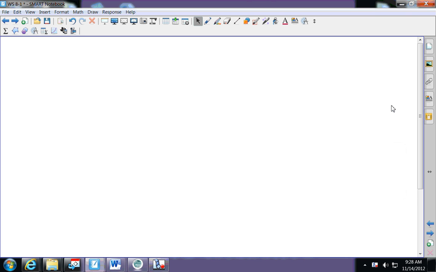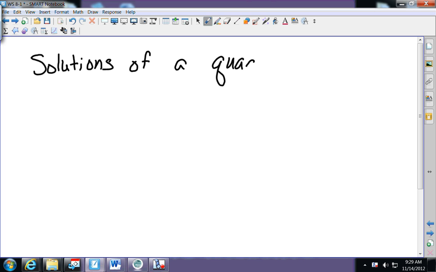Okay, this is going to go along with solving quadratic equations. What you've learned before is factoring and what to do by using the box and factoring. Well, now there's a reason to use the factoring. We're trying to find the solutions to a quadratic equation.